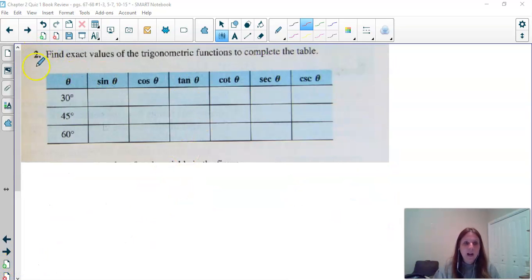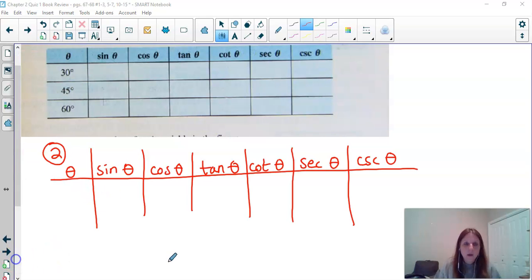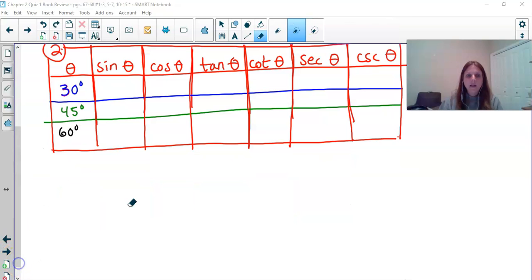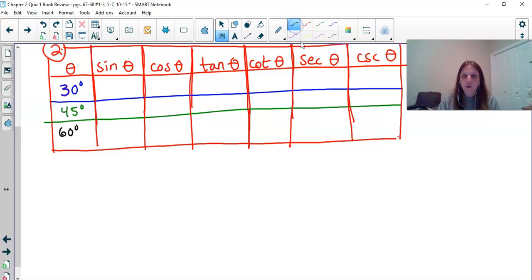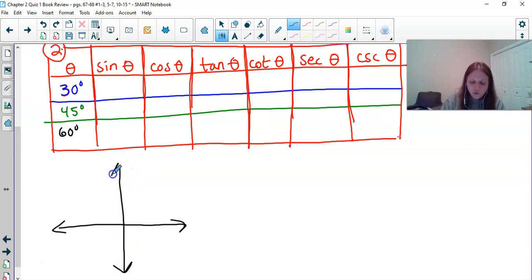For question 2, I'm going to copy down number 2, and then I'm going to draw out this entire table on my paper. And I'm going to fill in each one of these angles, 30, 45, and 60. As you're working through this video, if there's something that you've already seen or you don't need a particular problem, feel free to skip past that question. Okay, so I'm going to figure out each one of these trig functions. I know no other information, so the first place that I would start is I'm going to draw a picture. So I'm going to draw a coordinate plane for each one of these angles.